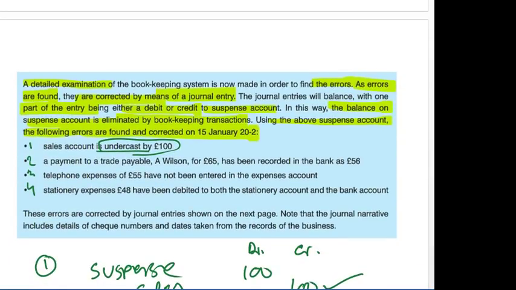Moving on to the second one, a payment. Make sure you're paying the money down to a payable. A Wilson 65 has been recorded in the bank as 56, partly original entry. 65 is correct, you need to assume, although they never told you, that there's nothing wrong with 65. A Wilson is correct. If you'd done it normally, how would you have done it? Bank credit 65, A Wilson debit 65, but this time bank was credited by 56, but that's wrong. Have a look, a little bit of T account.